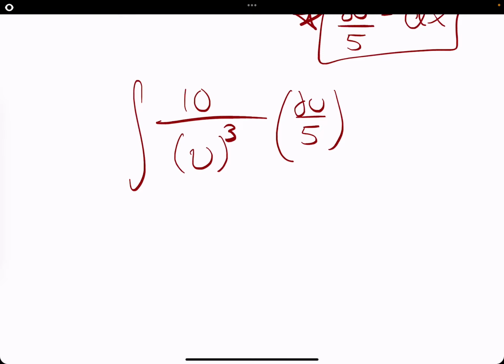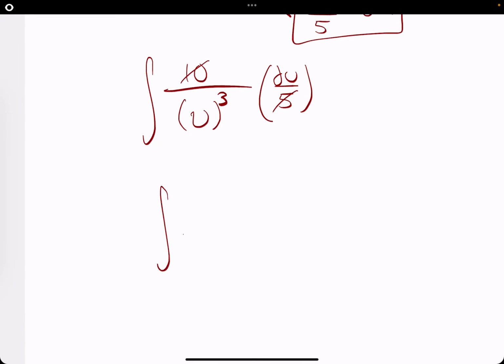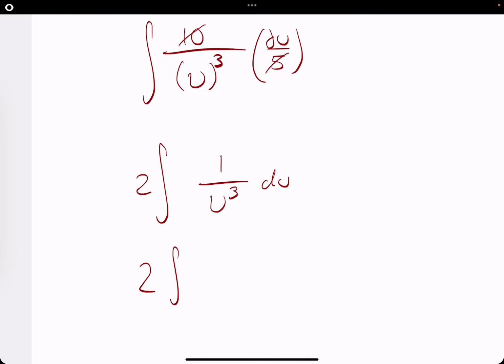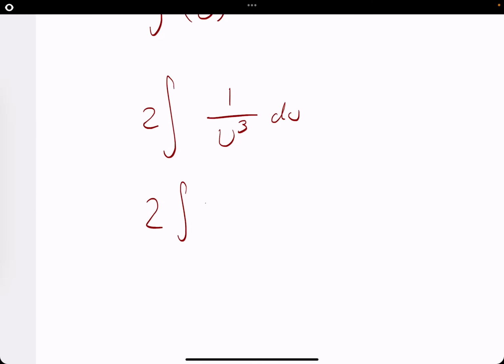Now we ask ourselves, can we simplify? 10 over 5 is equal to 2. So you could leave the 2 on the inside if you prefer. So 2 over u cubed du. Or you could pull the 2 out and leave a 1 there. It really doesn't matter. So 2 times the integral of, now our question is, what's the integral of 1 over u cubed?